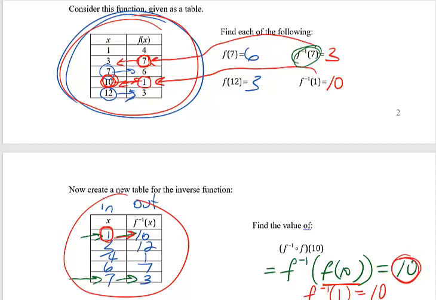It's those two definitions you want to keep in your mind. The inverse function reverses the process of the original, and in the inverse function all the inputs and outputs have switched places.